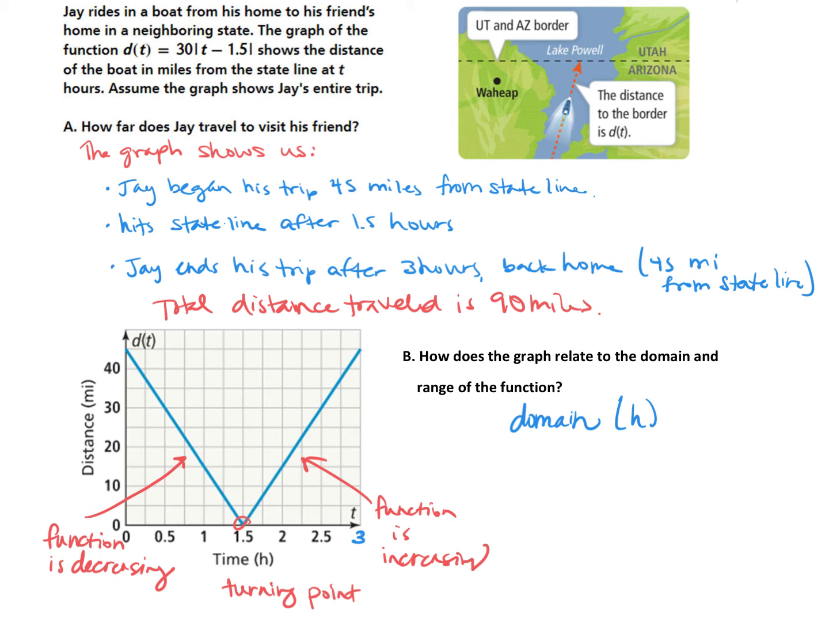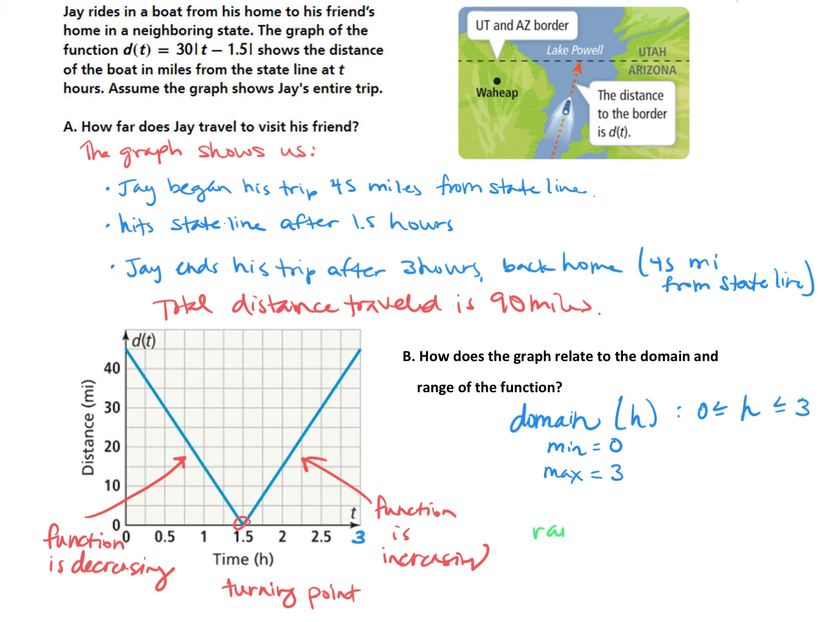So if you look at your hours, we start at 0 hours. We're up here. Our hours continue, and at 3 hours, we are back home. Well, not we, Jay. So our domain, the minimum value of our domain is 0 hours. The maximum value of our domain is 3 hours. So our domain is everything from 0 to 3. So we say 0 is less than or equal to h, which is our variable, which is less than or equal to 3. So there's our domain.